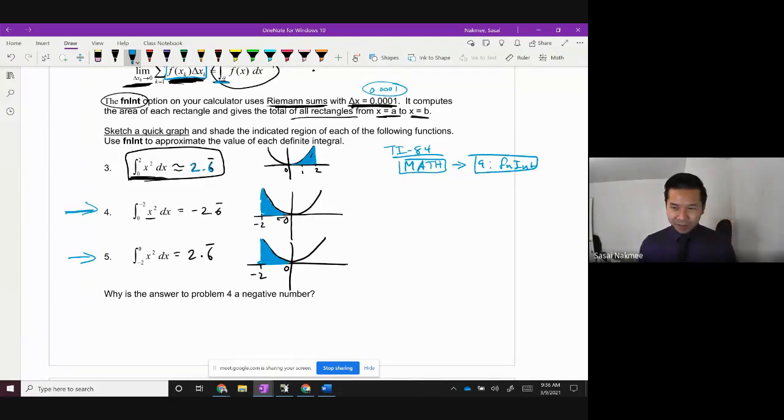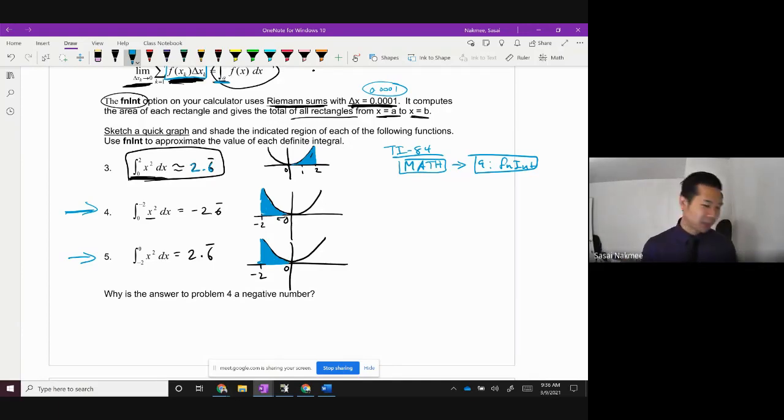If you look at number 3, your integral is going from 0 to 2, right? It's going from left to right. If you look at number 5, it's going from -2 to 0. Yeah, it's going from left to right. And that's how you want to do those integral values.